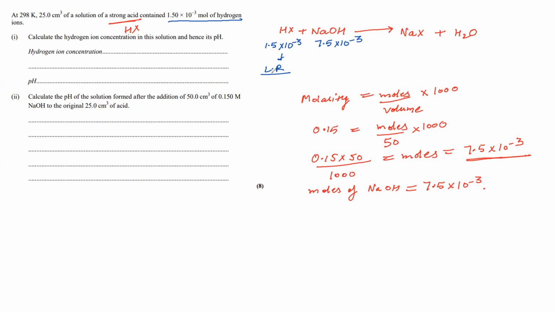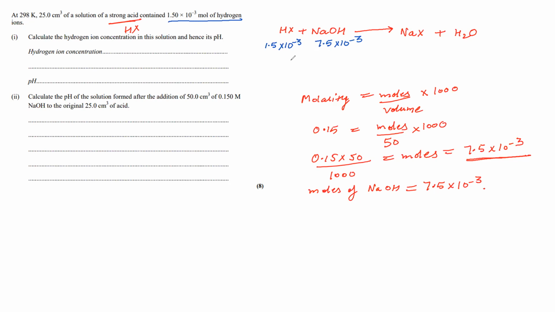beaker. Like, let us take, instead of these larger numbers, say you have 2 moles of acid and 5 moles of NaOH. So 2 moles of acid will react with 2 moles of NaOH, and you will still be left with 3 moles of NaOH in the solution. Correct? Same thing here: you have 1.5 × 10^-3 moles of acid and 7.5 × 10^-3 moles of NaOH. So NaOH is present in more amount, so it will remain in the solution.